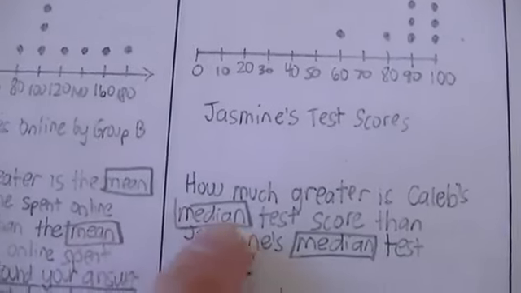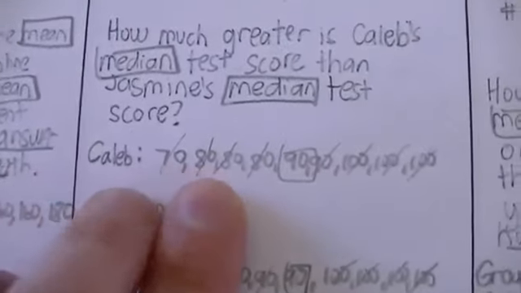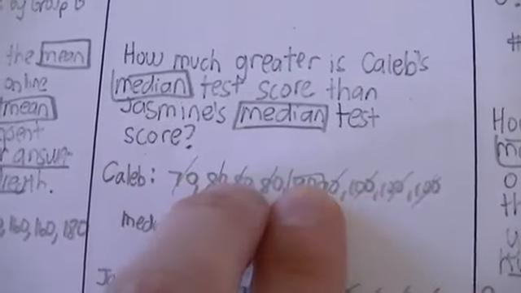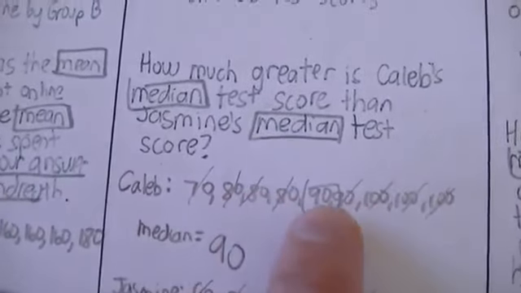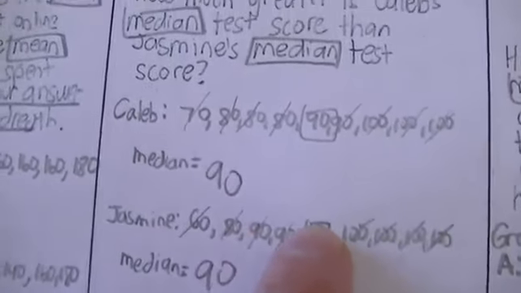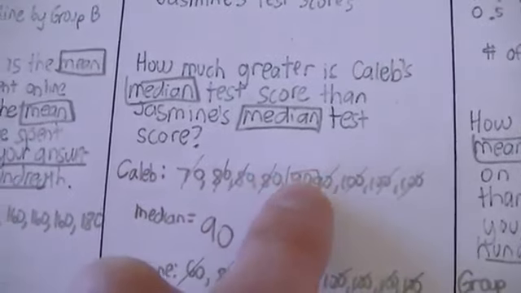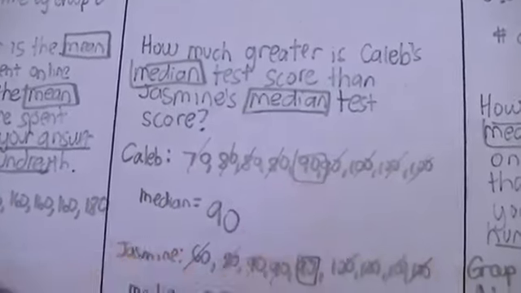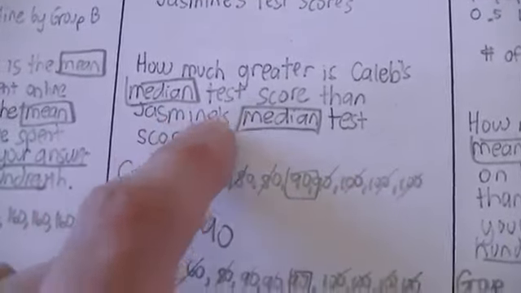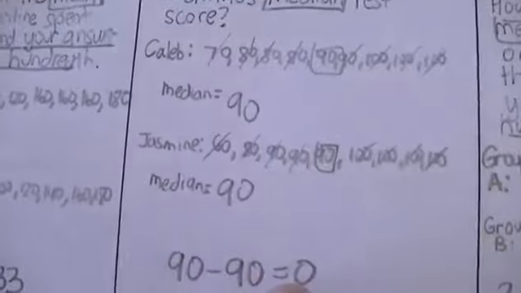We got to find the median. So you'll see that they were written in order. The median is the middle number. There is an odd number of data pieces. So the very middle number is 90 for Caleb. The very middle number for Jasmine is also 90. Remember, if there were 2 middle numbers, you would add them together, then divide by 2, and that would be your median. Okay, so to answer the question, how much greater is Caleb's median than Jasmine's? 90 minus 90 is 0. So that's how much greater Caleb's is than Jasmine's.